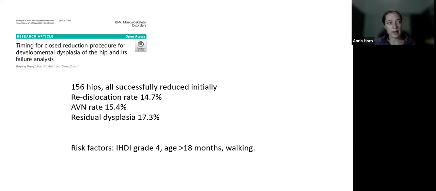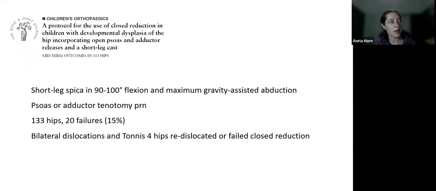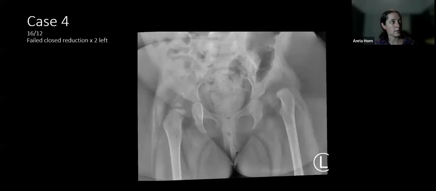And then risk factors for failure are, of course, higher grade, older patients walking, and actually bilateral as well. This is just another study looking at the same story and basically the same results, 50% failure with the same risk factors.